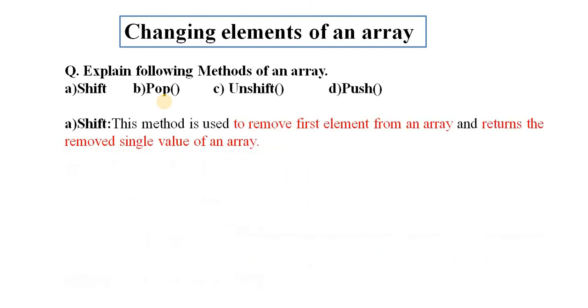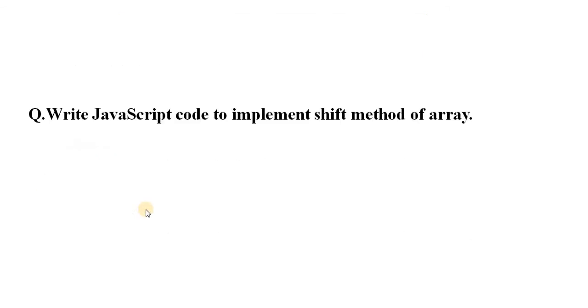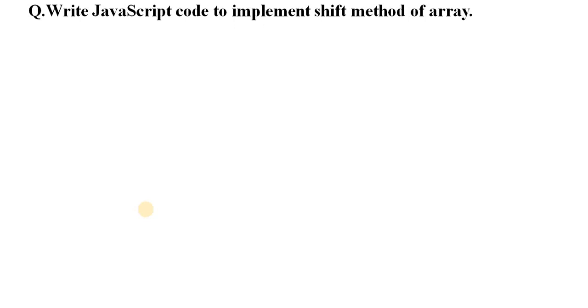First of all, shift method. Shift method is used to remove the first element of an array and returns the removed single element of the array. Syntax of shift method is array object dot shift method. Let us see an example of shift method. Write a JavaScript code to implement shift method of an array.